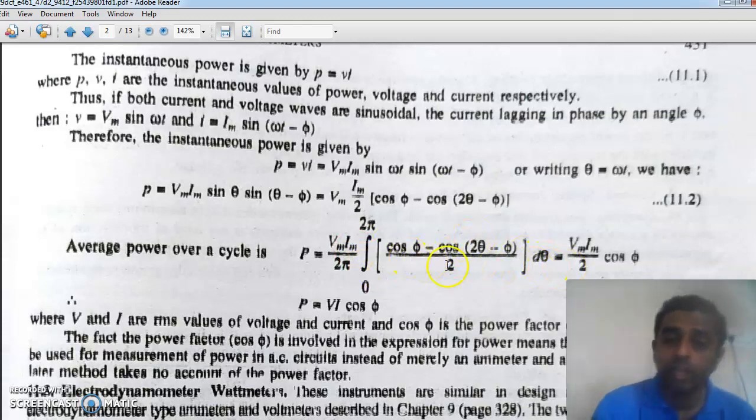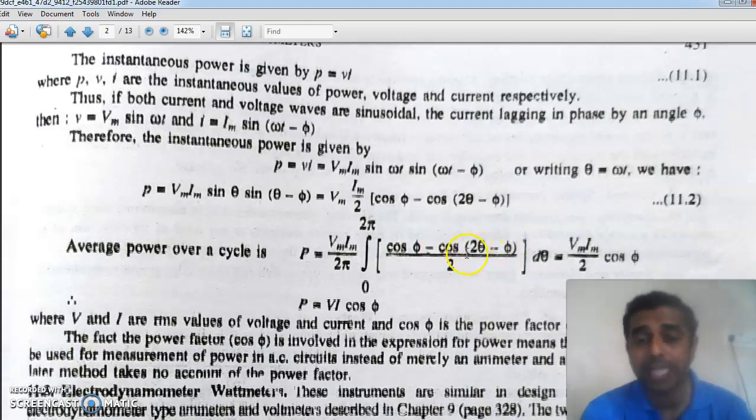You can see that this has two components. We are integrating with respect to theta, so this component is a constant, whereas cos(2 theta minus phi) is not a constant. But if you integrate a cosine or sine wave over a complete cycle, that becomes 0. So the second integration becomes 0. What happens to the first term? Cos phi is also a constant because we are integrating with respect to theta, so that also comes outside.